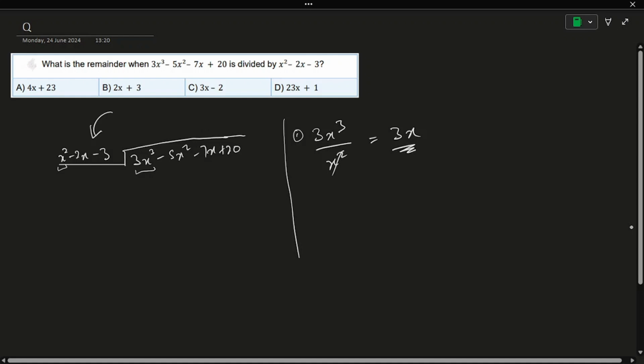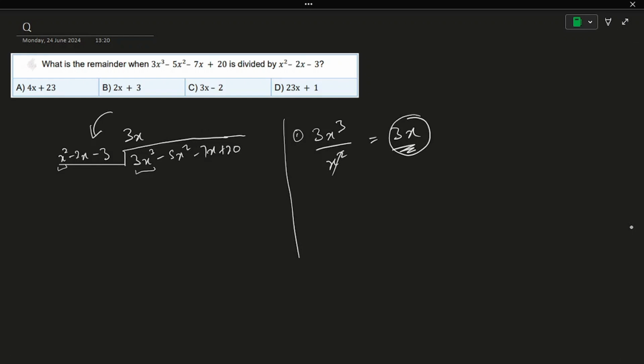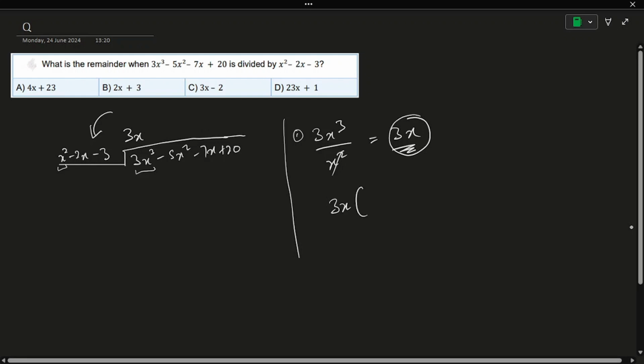So we take this 3x and multiply this right here. In other words, the answer that we get, which is 3x, we put on top of this division, and we now take the 3x and multiply x squared minus 2x minus 3. So we're going to get 3x cubed minus 6x squared minus 9x. And then we take this expression and place it below this one. So this is going to be 3x cubed minus 6x squared minus 9x.